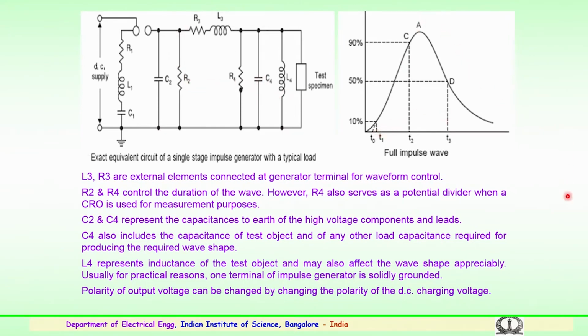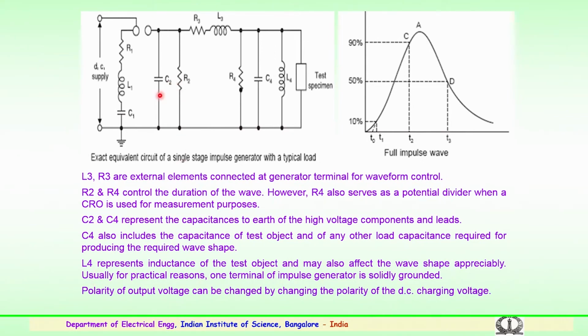So, the waveform, whether it is 1.2/50 or 250/2500, these control the tail resistors. However, importantly, R4 sometimes serves as a potential divider. With the help of a small resistor, you can tap the voltage, and it could be used as a potential divider and be connected to a CRO for measurement purposes where a divider is not available.